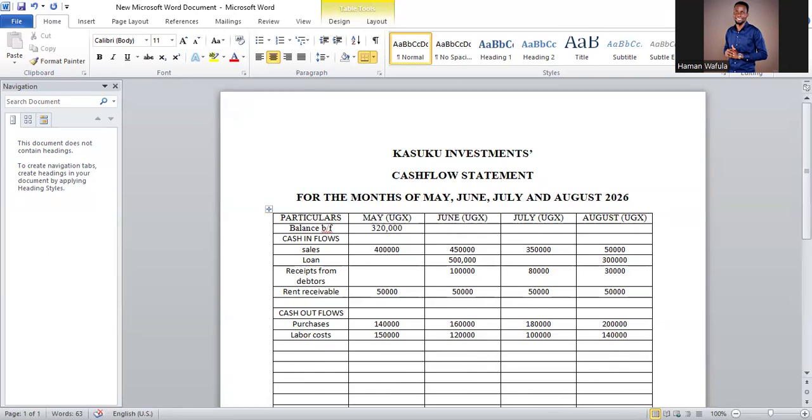Machine was bought in July. So the machine, in the month of July, was bought at Ugandan shillings 1 million. Then fixed costs 20,000 per month.